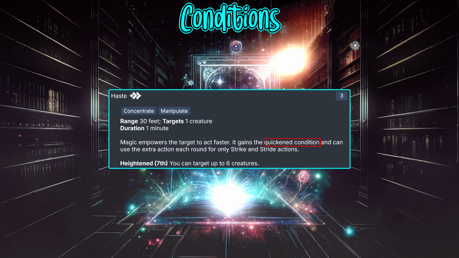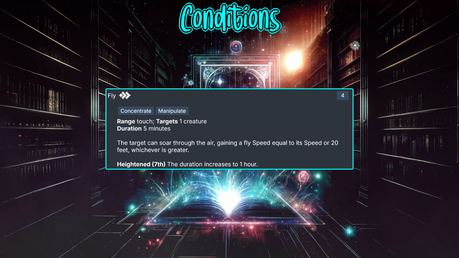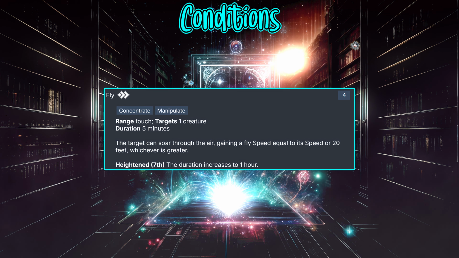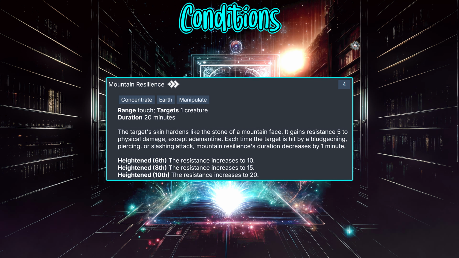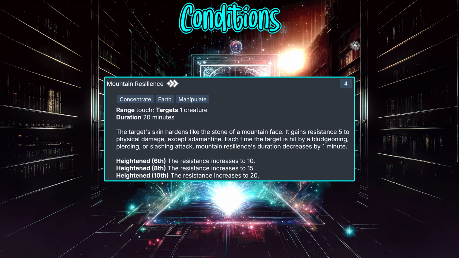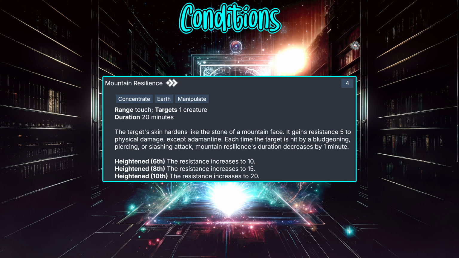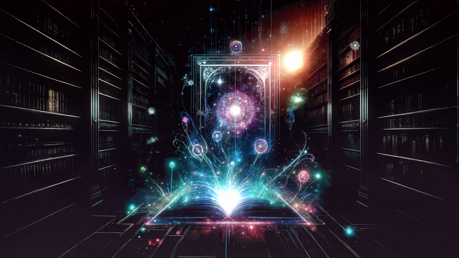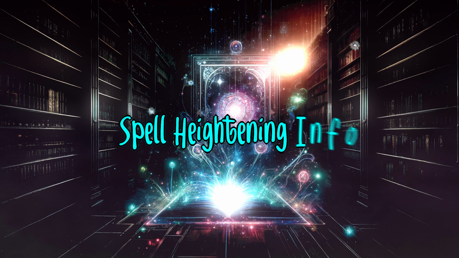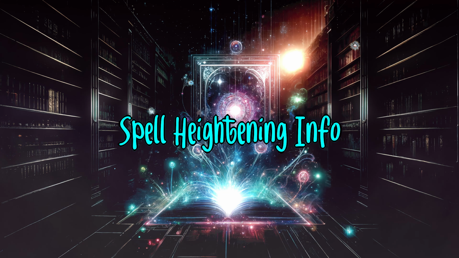Quickened, who doesn't like extra actions per round? Flight, I mean, you get to fly, what isn't good about that? Damage reduction, this stuff really adds up, or rather refrains from allowing damage to add up and kill you. Definitely worth it. Okay, the penultimate topic for this video chapter, spell heightening via spontaneous and prepared spellcasters and how it affects your spell choices.